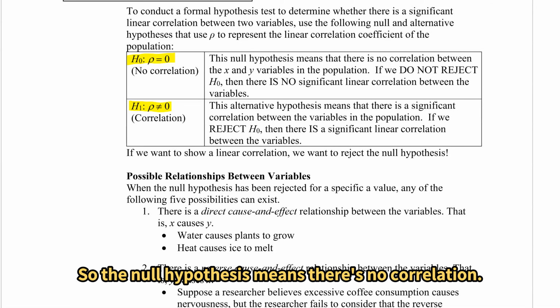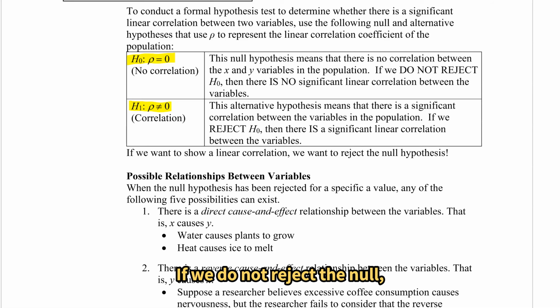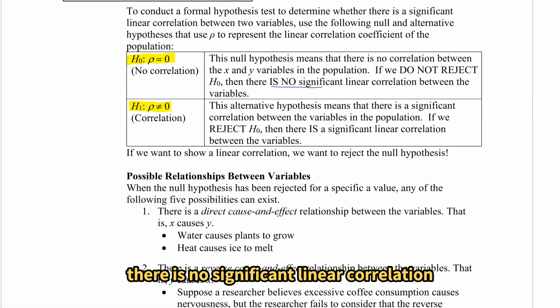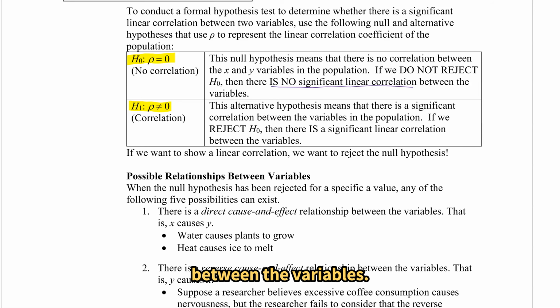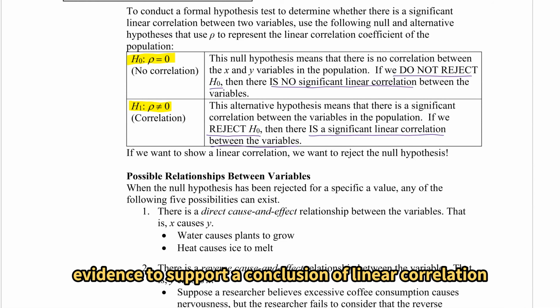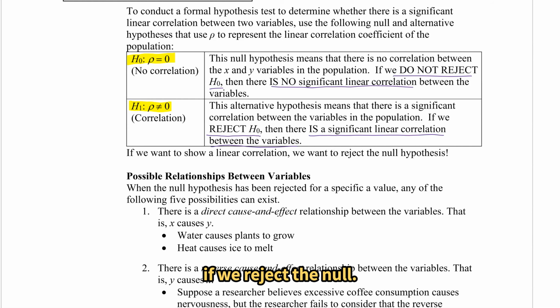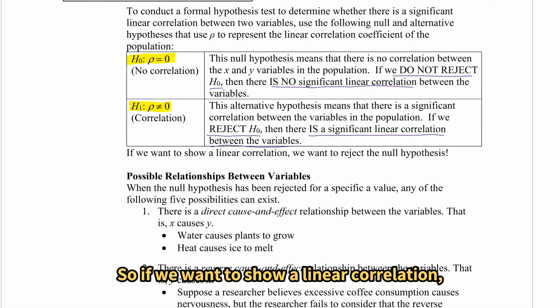So the null hypothesis means there's no correlation. If we do not reject the null, there is no significant linear correlation between the variables. The alternative hypothesis means that there is a significant relation between the variables. If we reject the null, then that means our alternative hypothesis holds. We would have evidence to support a conclusion of linear correlation if we reject the null. So if we want to show a linear correlation, we want to reject the null hypothesis.